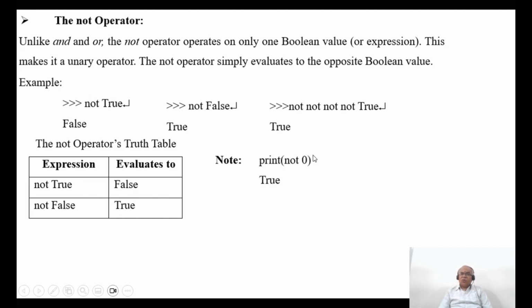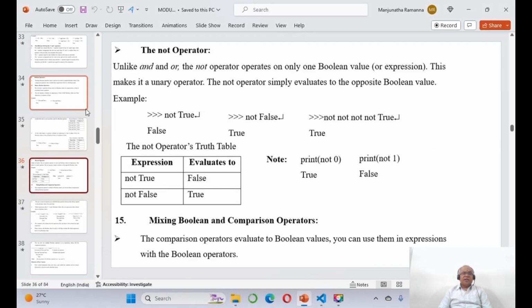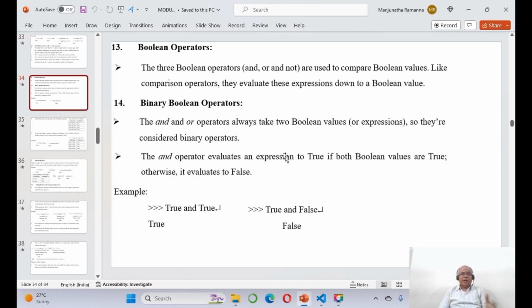So print not 0. Not 0 is what? 0 is false and 1 is true. So not false is true, and not 1 is false because 1 is true. So not true is false. Then we go for the next one, mixing Boolean and comparison operators. But before that, we will try to execute all the things which we have come across so far.